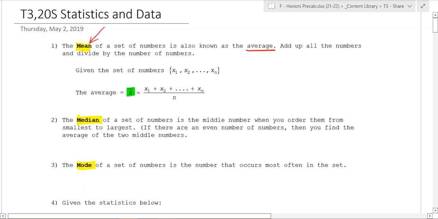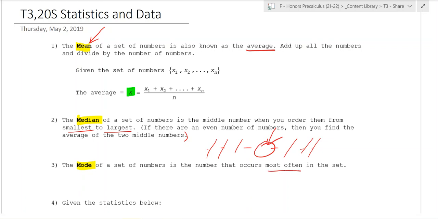The second word, median, of a set of numbers is the middle number when you order them from smallest to largest. And if there are an even number of numbers, then you find the average of the two middle numbers. So you list all the numbers out, you cancel them out one by one, and whatever the middle number is, that is your median. And if there's two, you do the average of those two. The mode of a set of numbers is a number that occurs most often in the list.